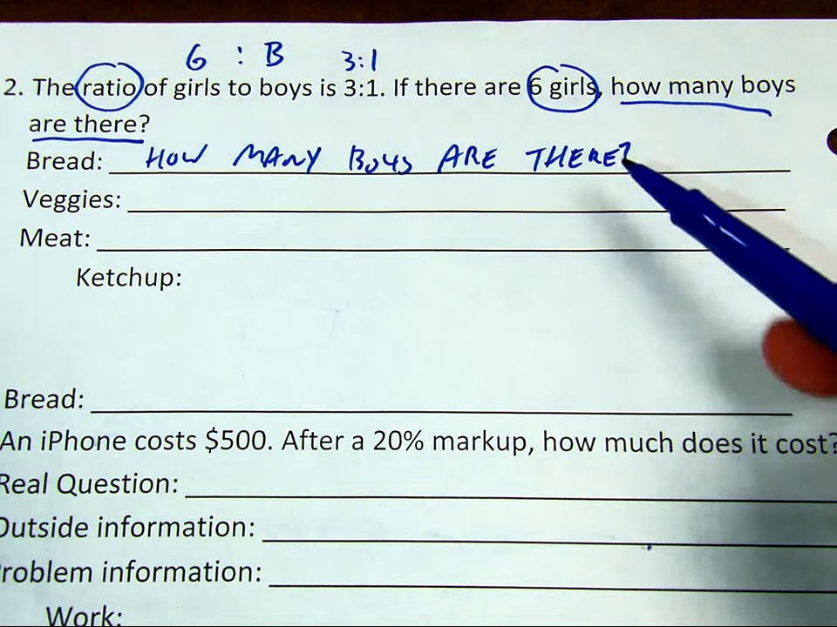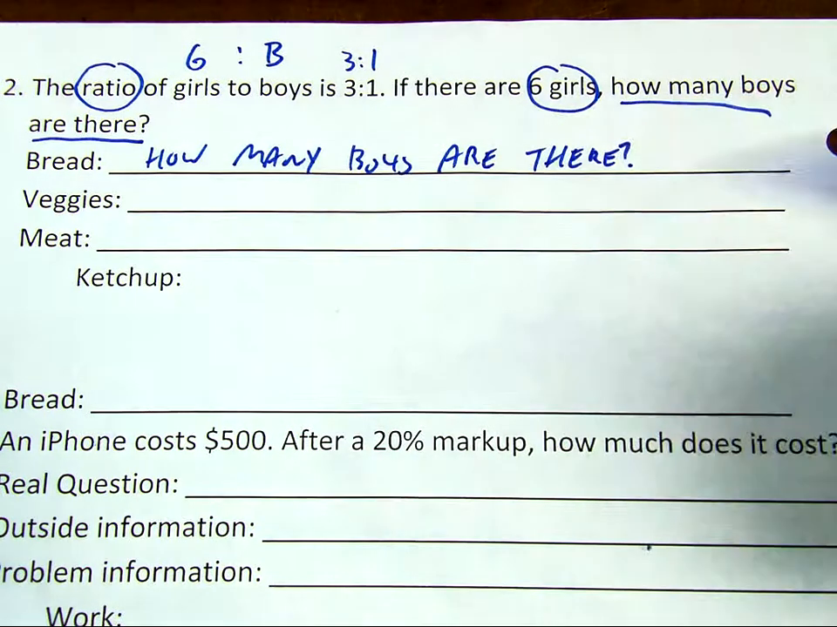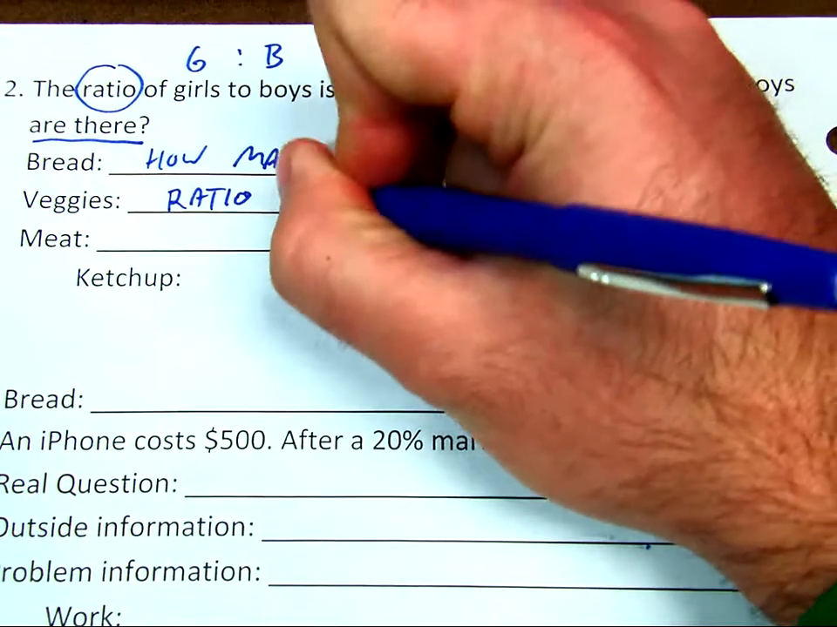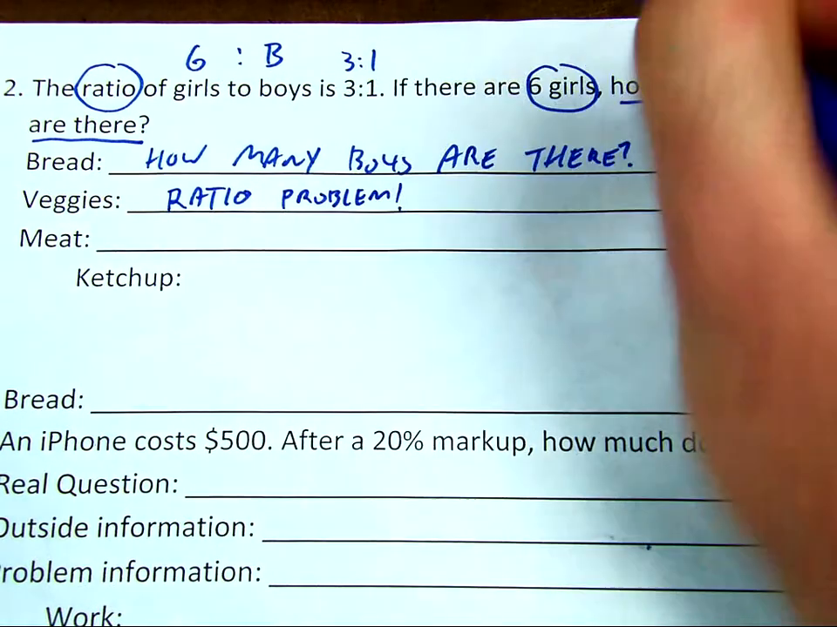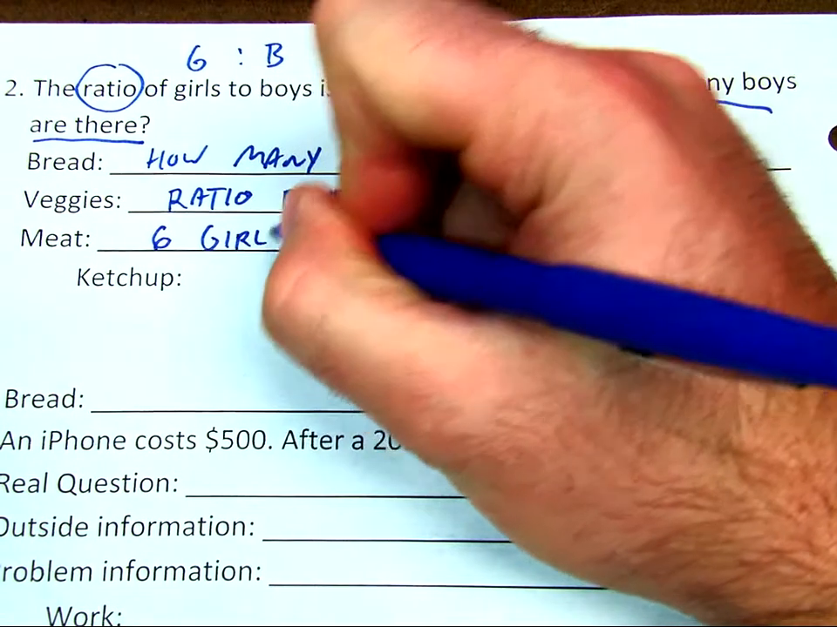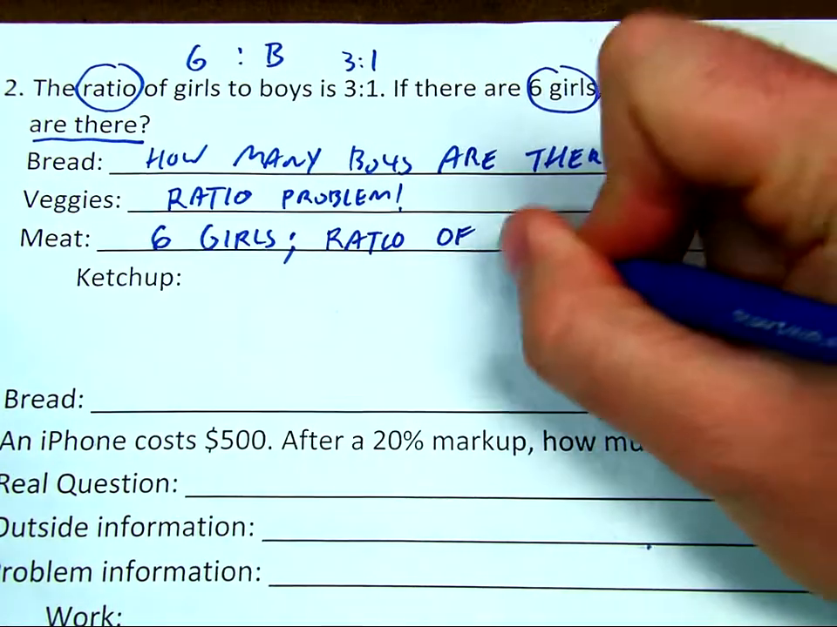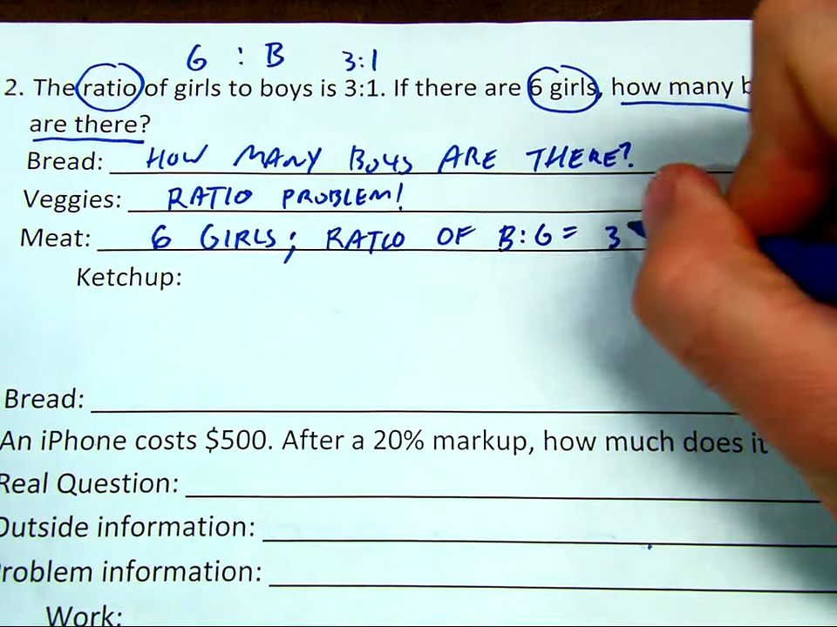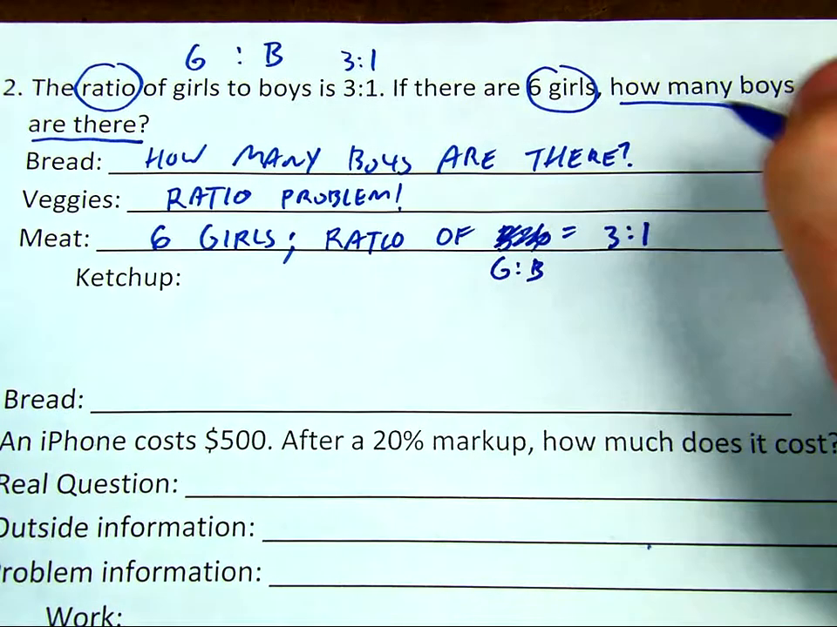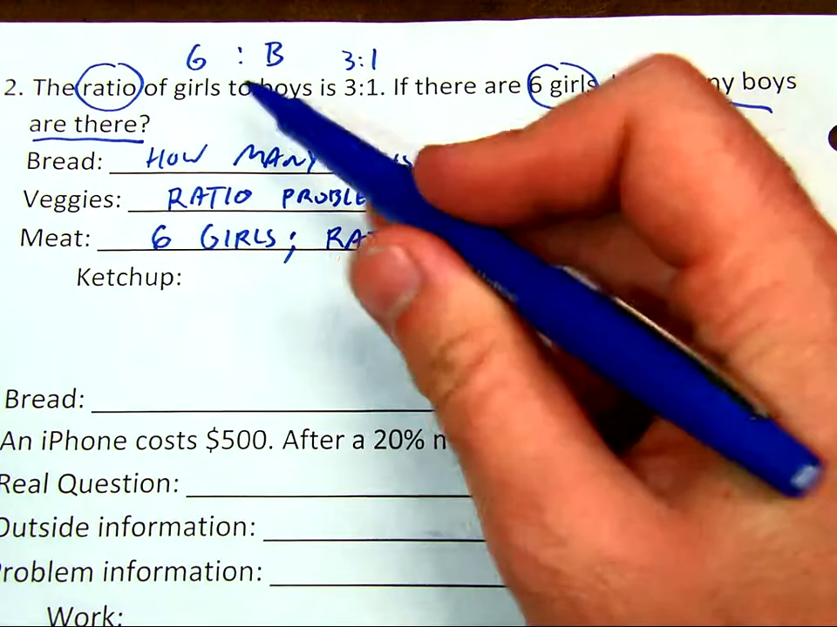So, given that question, I'm not going to tell them how many girls there are. They don't need that information. They need how many boys are there. Veggies, what's that information? I'm going to suggest how to solve a ratio problem. My meat, I have 6 girls. Also, my ratio of boys to girls equals 3 to 1. Oh, I messed up. Girls to boys is 3 to 1. Everybody makes mistakes, myself included. Ratio of girls to boys is 3 to 1.